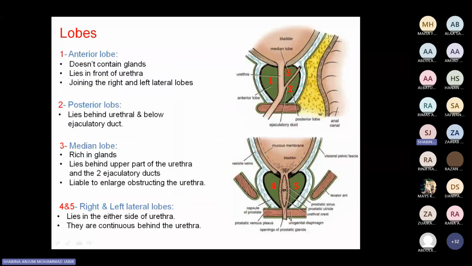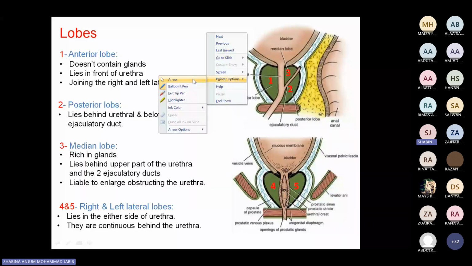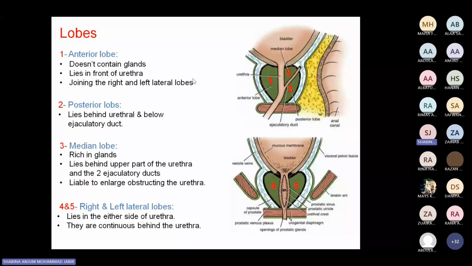So the lobes of the prostate are very important because histologically they have different features. Anatomically, we have the anterior lobe, this one, which does not contain glands. They are present in front of the urethra, and it will connect the right and left lateral lobes. Then this is the posterior lobe. The posterior lobe, you can see, is between the ejaculatory duct and the urethra.